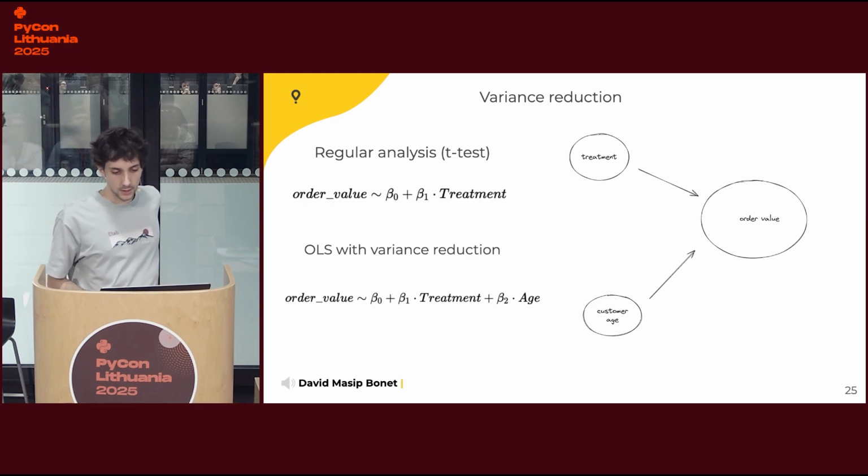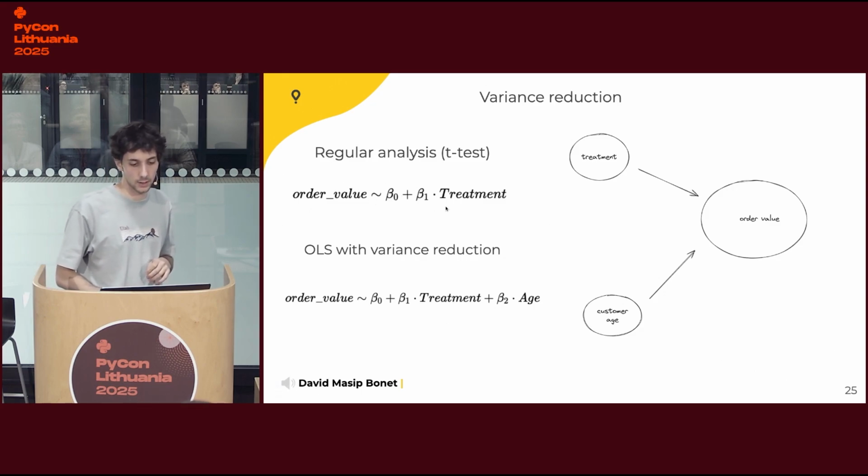Then something that people do in order to reduce their minimum detectable effects is variance reduction. And in general, the t-test or the ordinary least squares do something like this. You run a regression with a single covariate, which is the treatment, and you measure how big this beta 1 is. This beta 1 is essentially the estimation of the average treatment effect, which is the metric you're typically interested in. And this is what the basic method does.